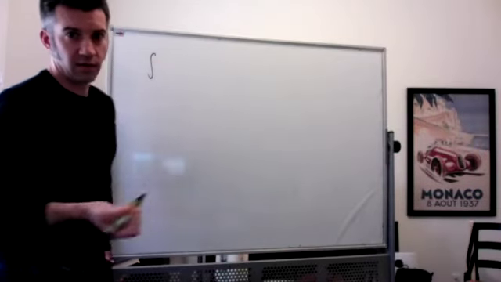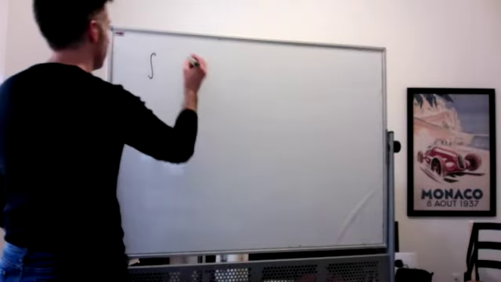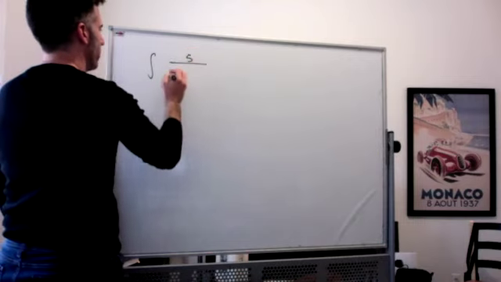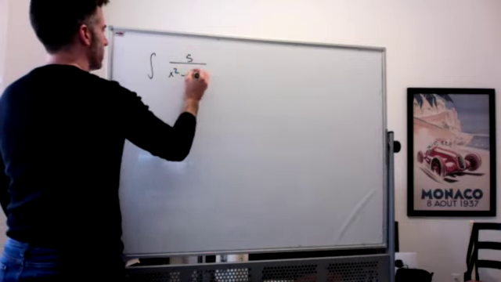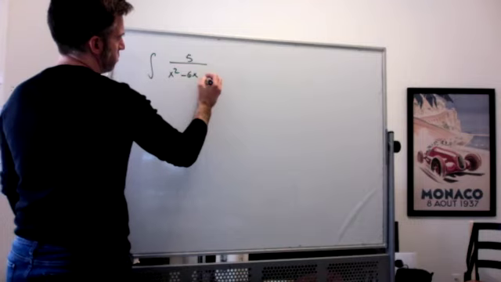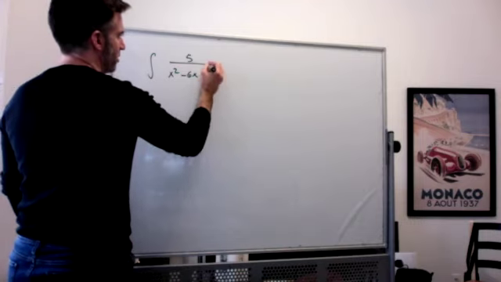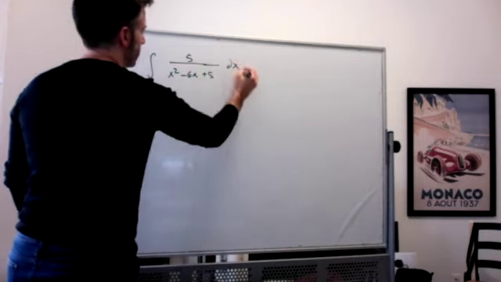So let's say we have the integral of, I'm going to make something up that's probably not going to be nice, of 5 over x squared minus 6x plus 5. Sure, that seems fine, dx. All right.